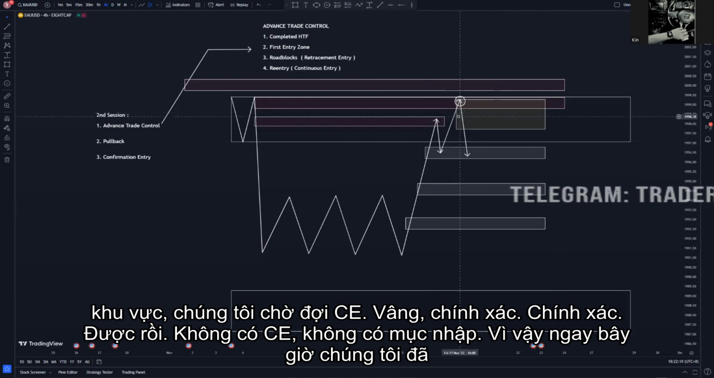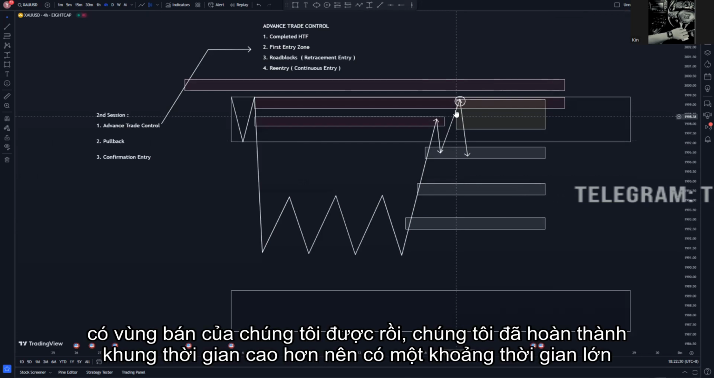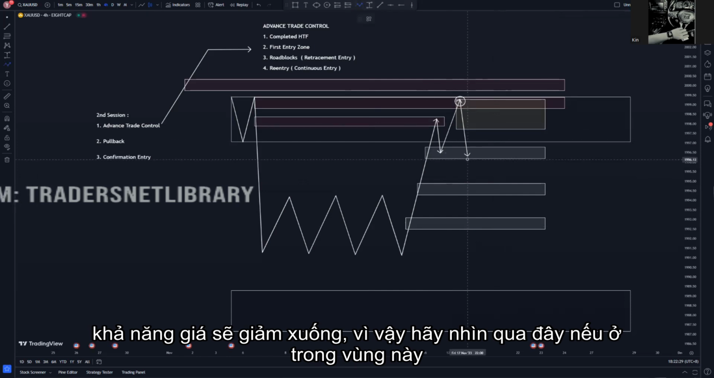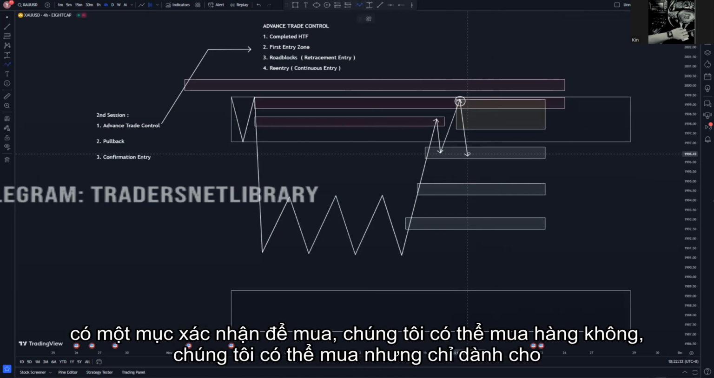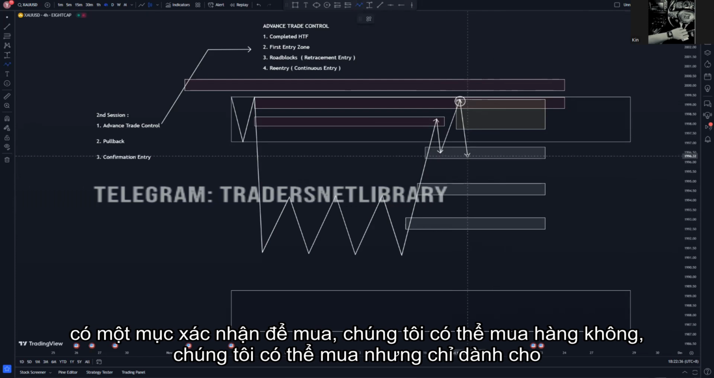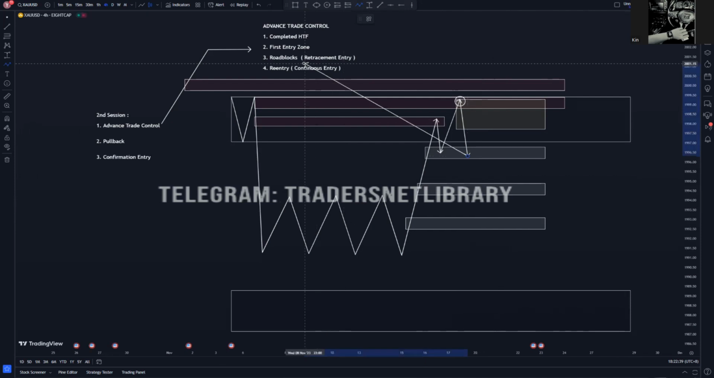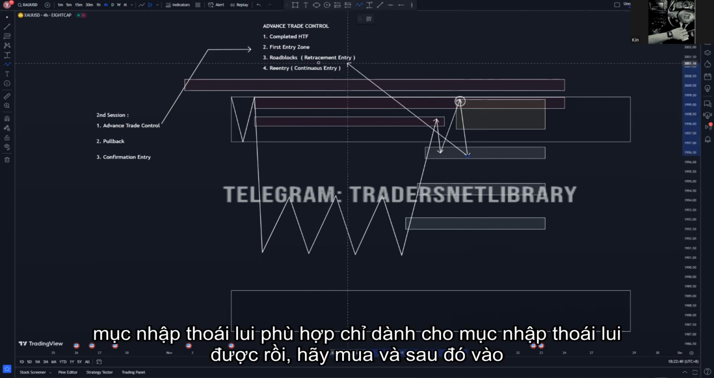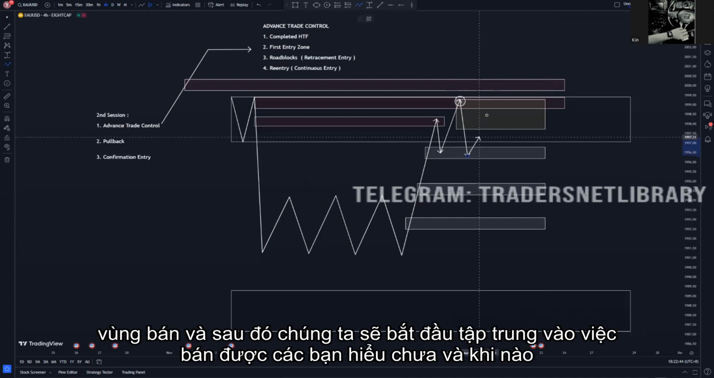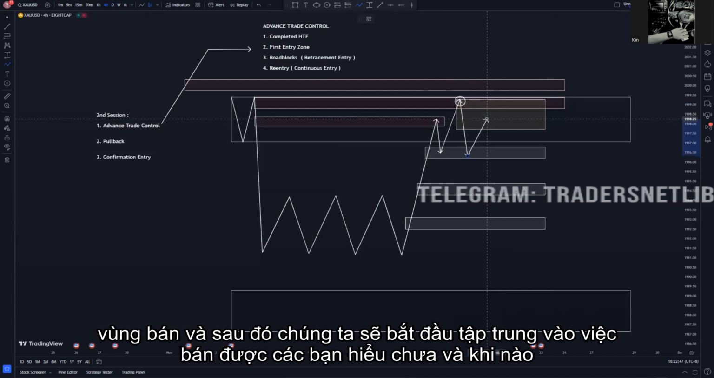So right now, we already have our sell zone. We already have the completed higher time frame. So there's a big possibility for the price to go down, right? So look over here. If inside of this zone there is a confirmation entry for buy, can we take a buy? Yes, we can take a buy, but just for a retracement entry. Take a buy and then get into the sell zone, and then we're going to start to focus on the sell. Do you guys get it?